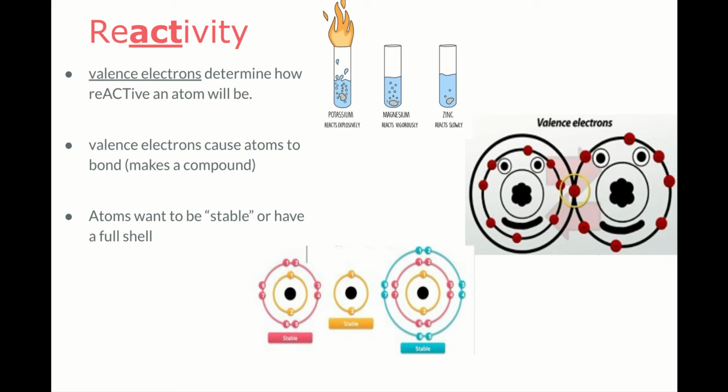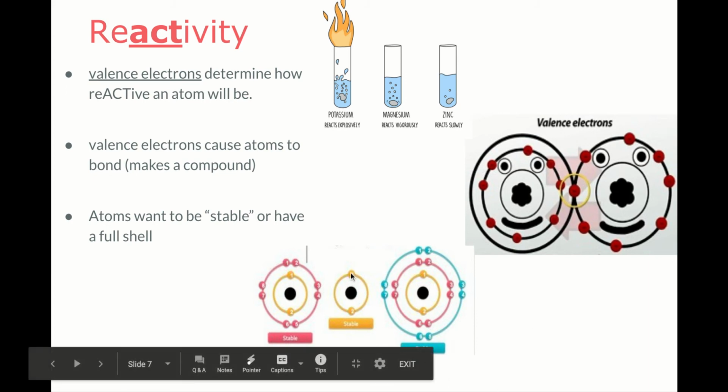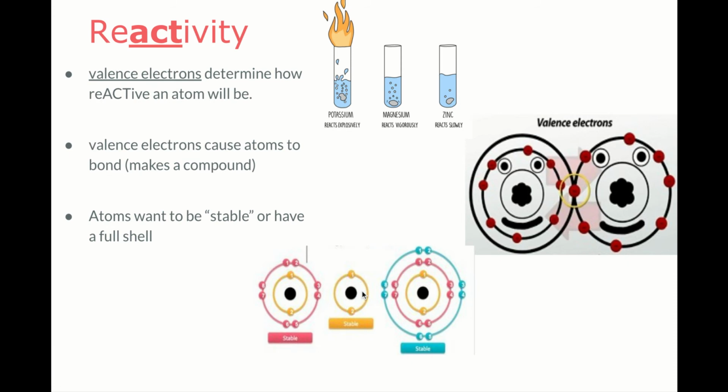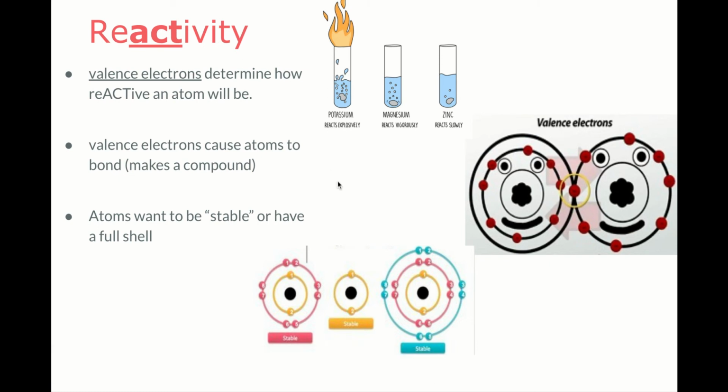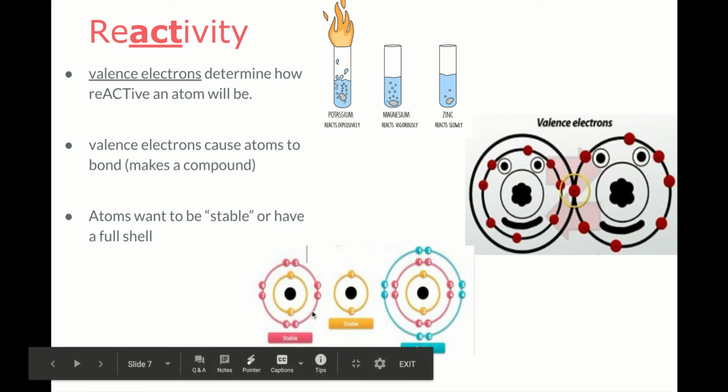Atoms want to be stable or have a full shell. And so the examples here are like helium, it's full. Neon, it's full. Argon, if we look at the last shell, it's full. So you have atoms that are not going to react because they have a full shell, but that's what they want. Okay, so reactivity is just how an atom's going to act, and an atom's going to behave a certain way until it gets its full shell.